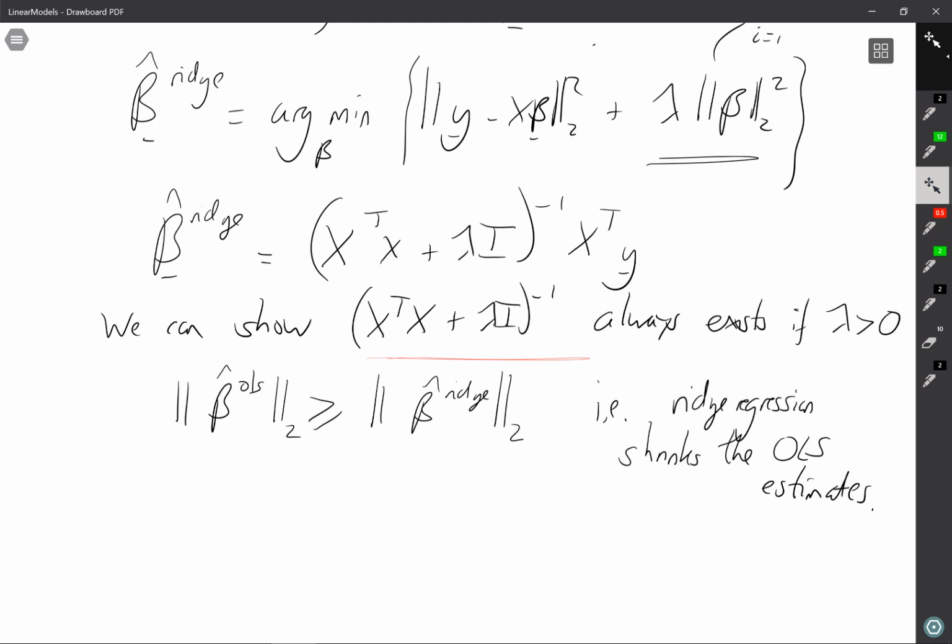Yeah. So if you have two correlated columns, you might find that you have a really big coefficient on this one and a really negative coefficient on this one to cancel out. And that's going to create a lot of variance in your estimators. So by imposing this size constraint on the coefficients with ridge regression, we can try and prevent this phenomenon from occurring. Okay, so there's benefits from ridge regression in terms of controlling the variance.